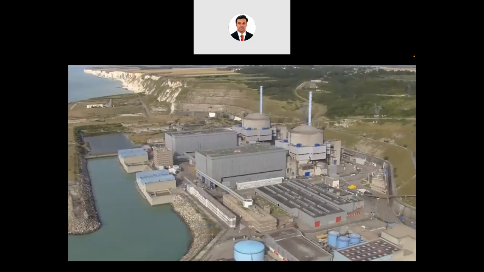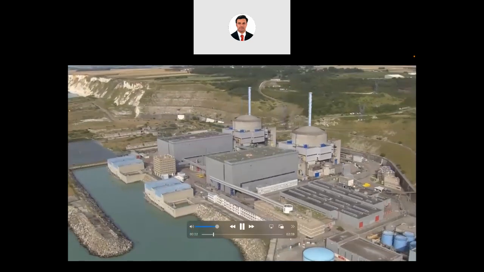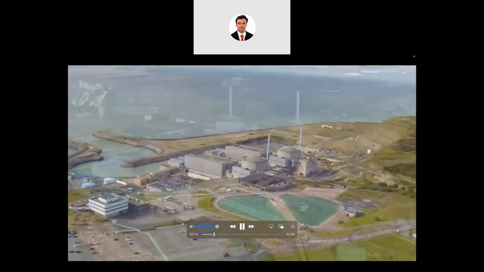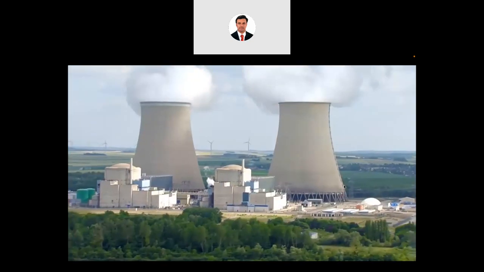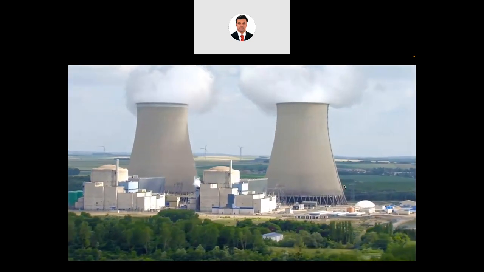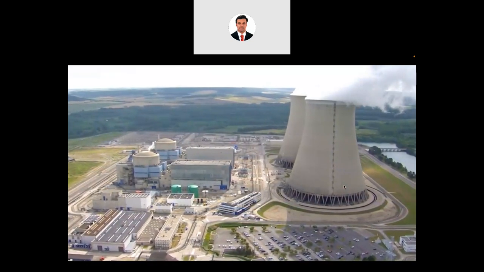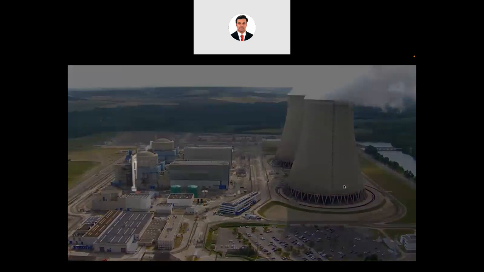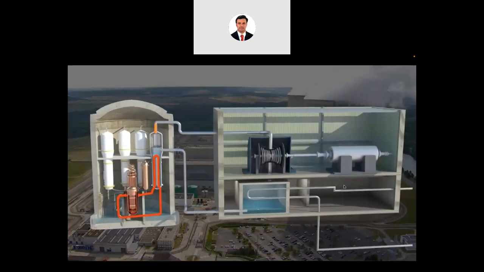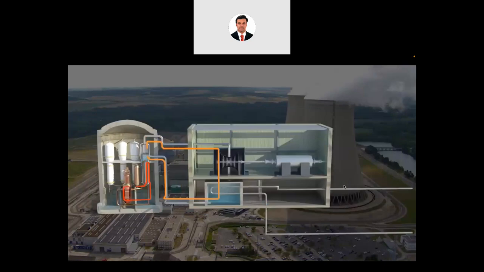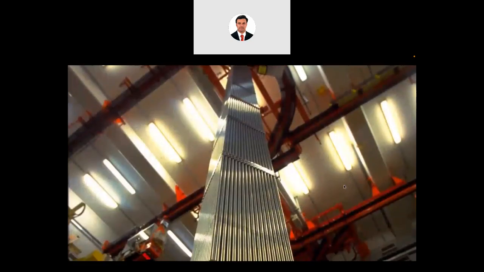A nuclear power plant generates electricity using the heat released during the fission of uranium atoms. Several types of nuclear reactors exist. The world's most common reactor type is the pressurized water reactor. This power plant has 3 entirely standalone water systems: the primary system, the secondary system, and the cooling system.